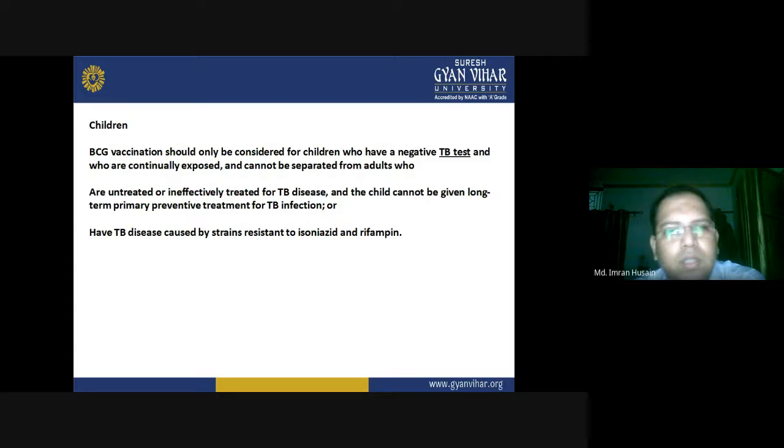Children: BCG vaccination should be considered for children who have a negative TB test and who are continually exposed and cannot be separated from adults who have TB, who are untreated or ineffectively treated for TB disease, and the children cannot be given long-term preventive treatment for TB infection. Or children who have TB disease caused by strains resistant to isoniazid and rifampin.